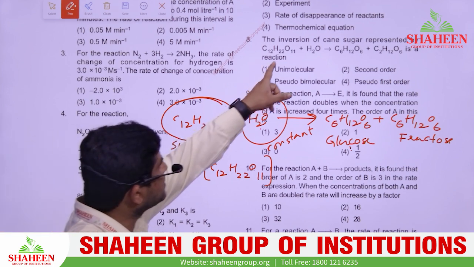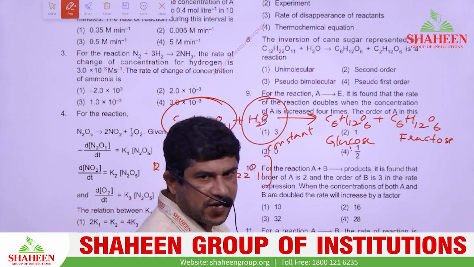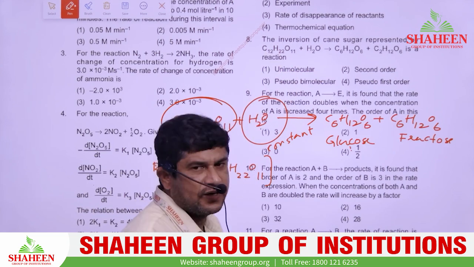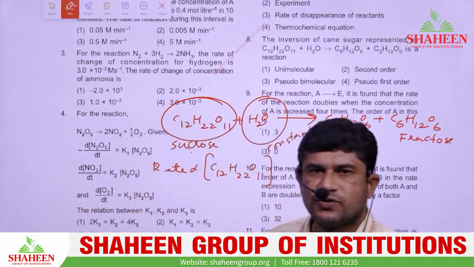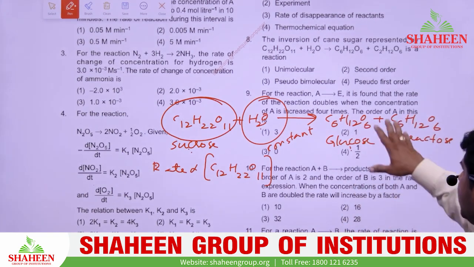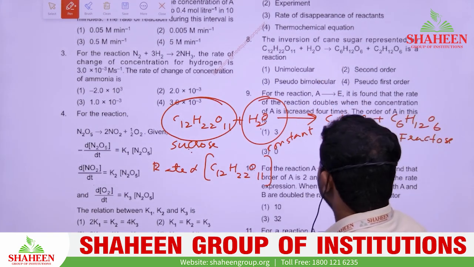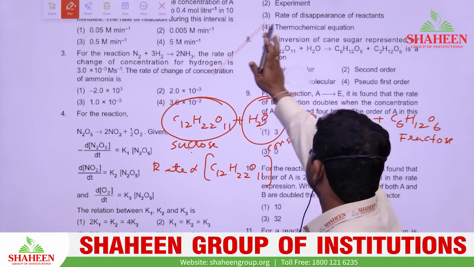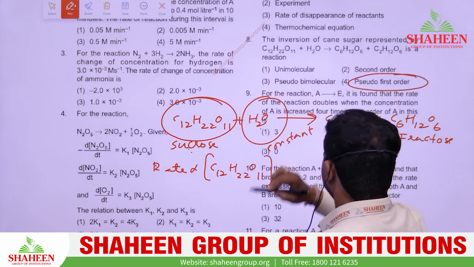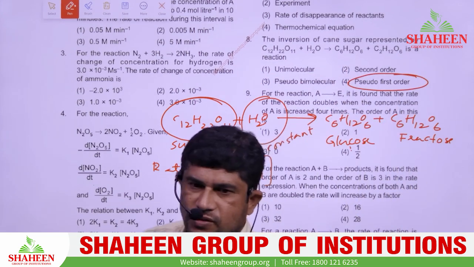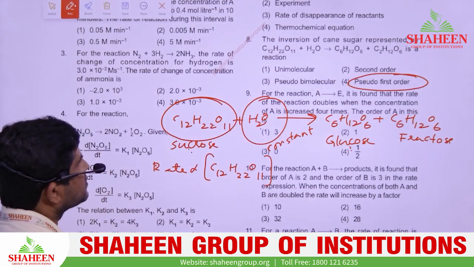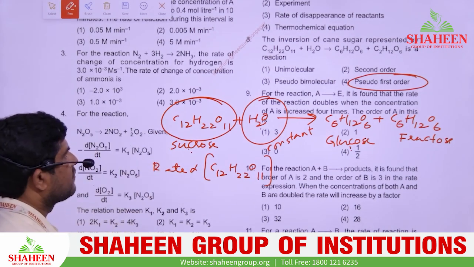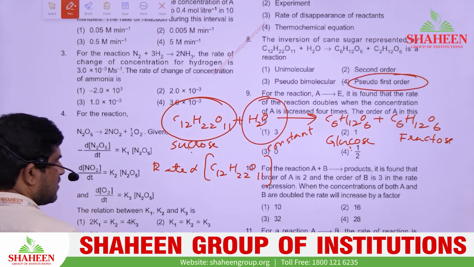So this reaction appears like a second order reaction, but it is actually a first order reaction. So order is 2, but molecularity is 1. This type of reaction is called a pseudo first order reaction. So inversion of cane sugar and hydrolysis of ester are pseudo first order reactions.